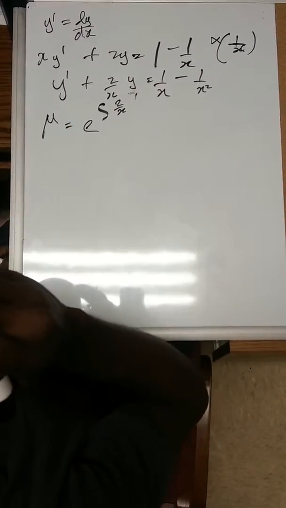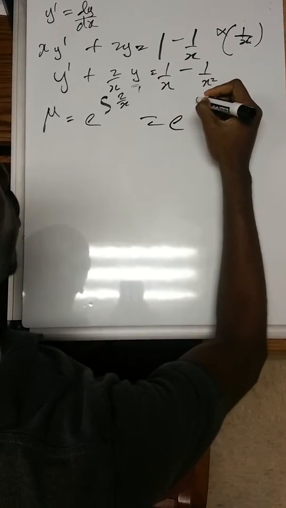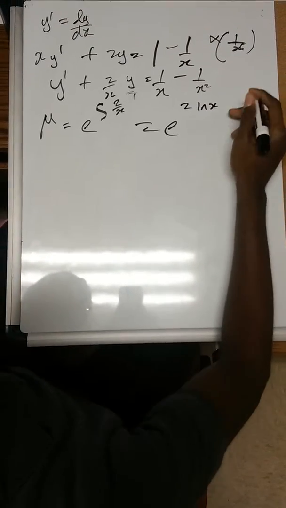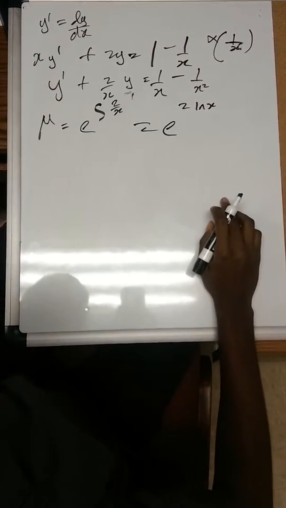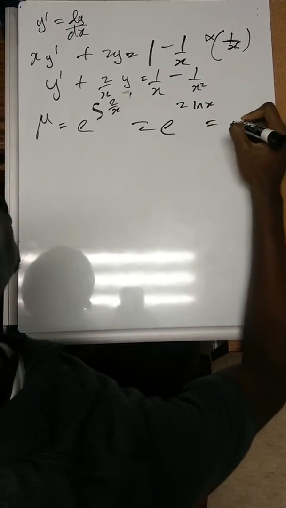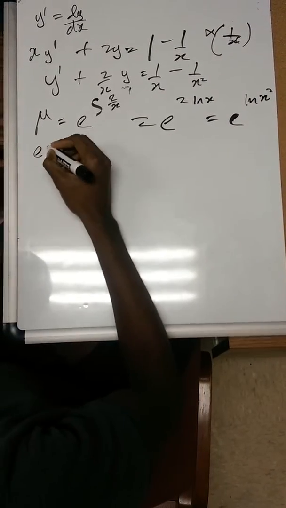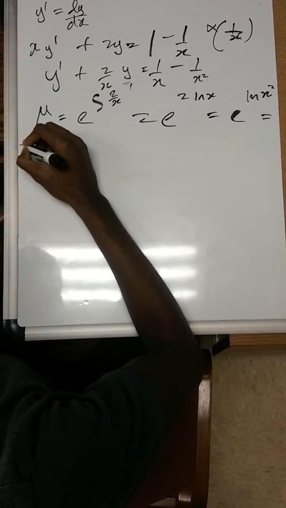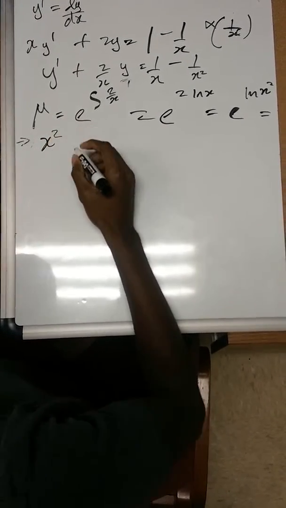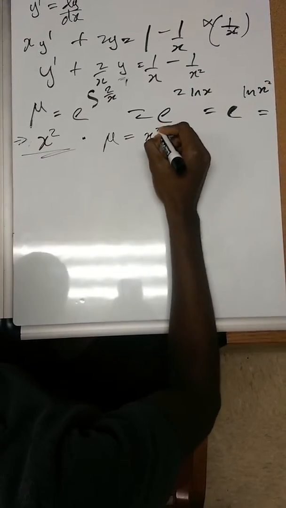Okay, now looking at this from normal integral knowledge, this should be equal to the natural log of x multiplied by 2. The reason I'm not putting plus c is because the constant will eventually cancel out in some other processes. But looking at this now, this is also equivalent to e to the natural log of x squared, which is equivalent to x squared. So mu is equal to x squared.